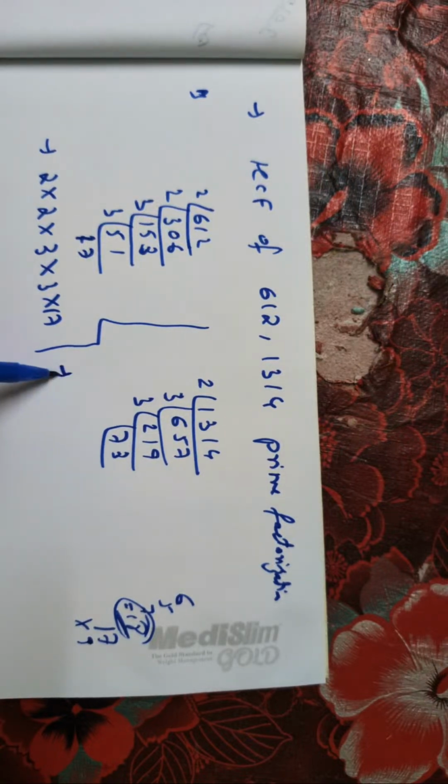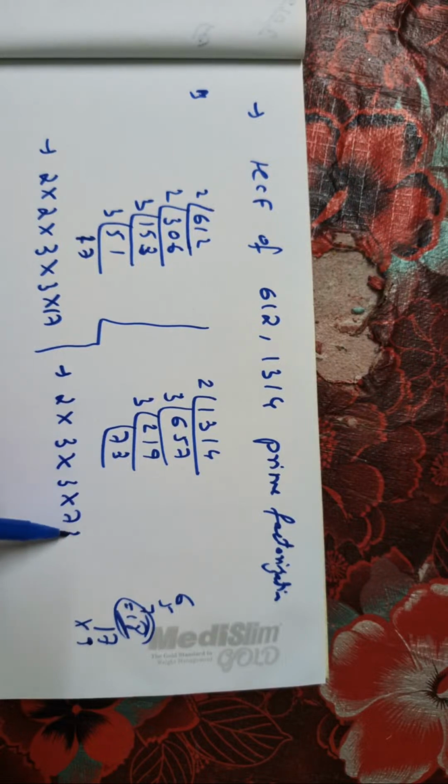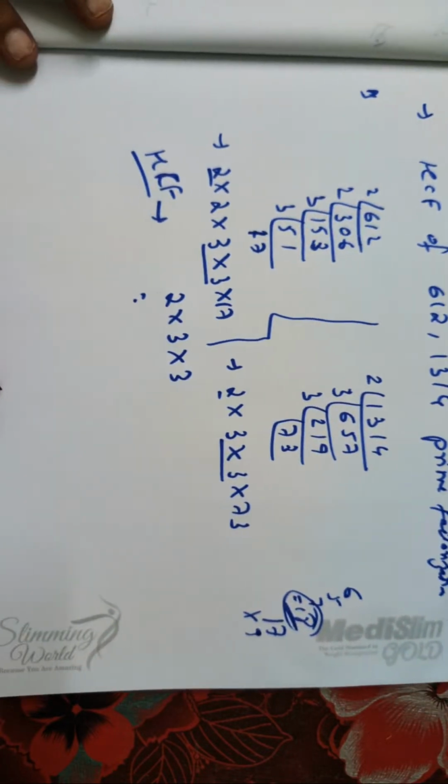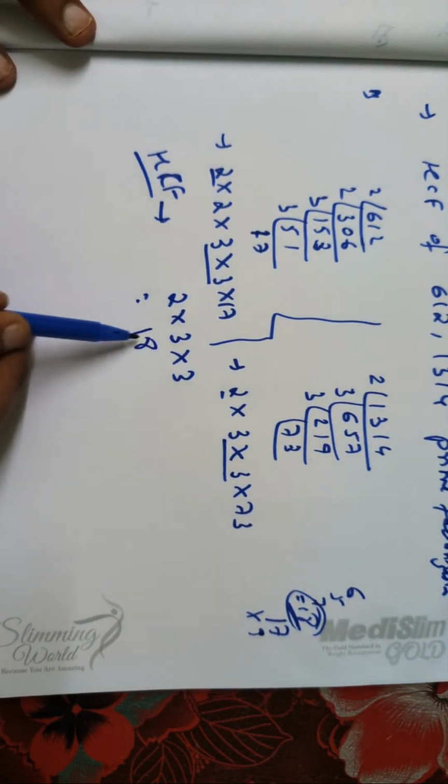So this way we can write it as 2 into 3 into 3 into 73. Let's check the common values. Here one 2 and two 3s are common. So the final answer is 2 into 3 into 3: 3 twos are 6, 6 threes are 18. So the HCF value is 18.